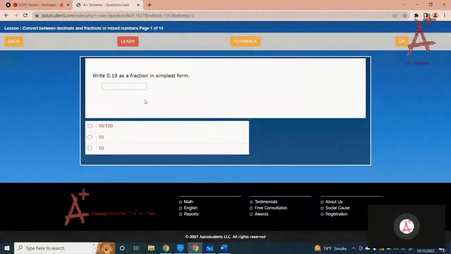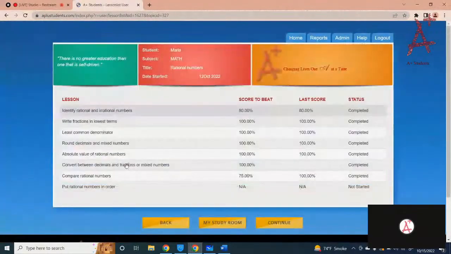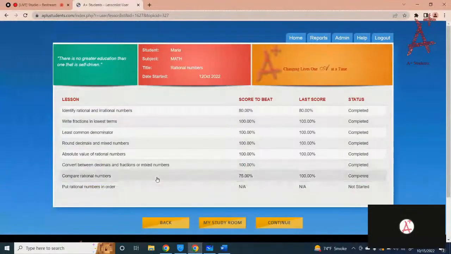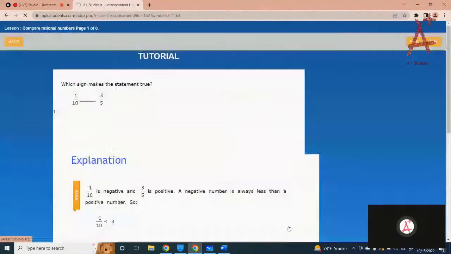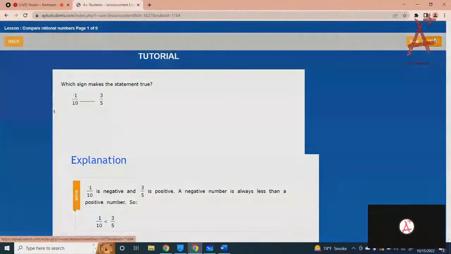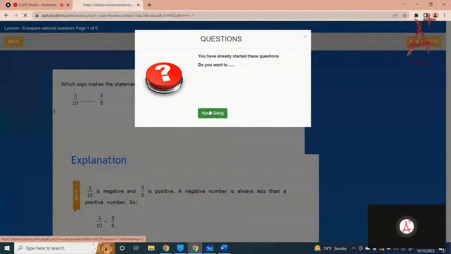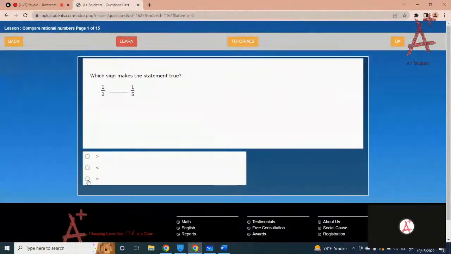Okay, we are done with this topic. The next one is compare rational numbers. 1 by 2 is greater than 1 by 5. That's the one we did in the tutorial.